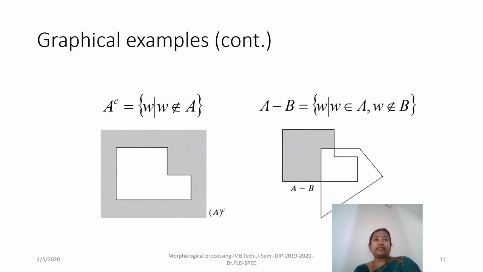A's complement is equal to the set of w such that w does not belong to A, because A's complement is the total complement of A. That is showing A's complement. A minus B means subtracting B from the given A, and we represent it as A minus B is equal to the set of w such that w belongs to A, but w does not belong to B, because B has been subtracted from the set A.